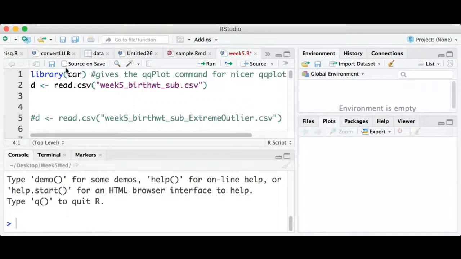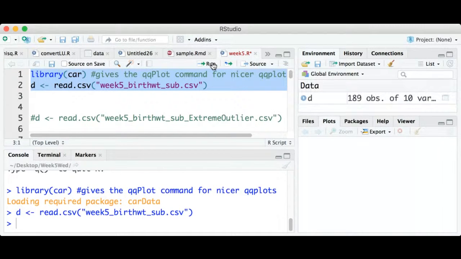But before I do that, I'm also going to load up a package called the car package. My reason for doing that is it's got a really nice QQ plot command that I like a lot better than the standard one. But you don't have to use that, but you'll see when we get to it. We're going to do some QQ plots. Okay, so let's do both of those. And it looks like I've set that up.